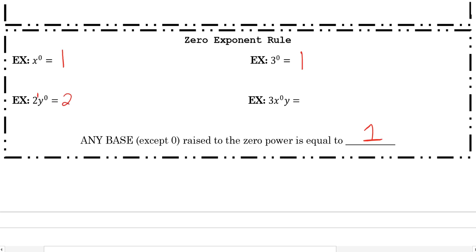So this simplifies to 2 times y to the 0, which is 1. So that just becomes the value of 2. And then same here, 3 has an exponent of 1, y has an exponent of 1. So it would be 3 times x to the 0, which is 1, times y to the first power. So that would just be 3y.